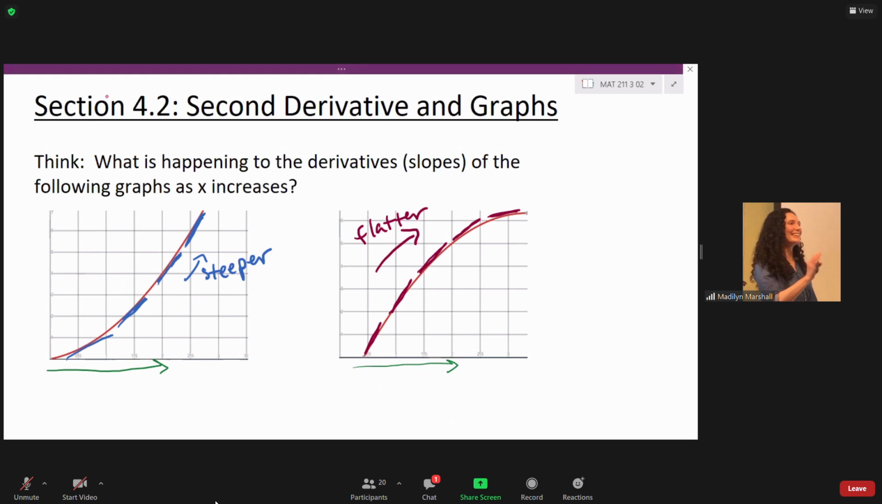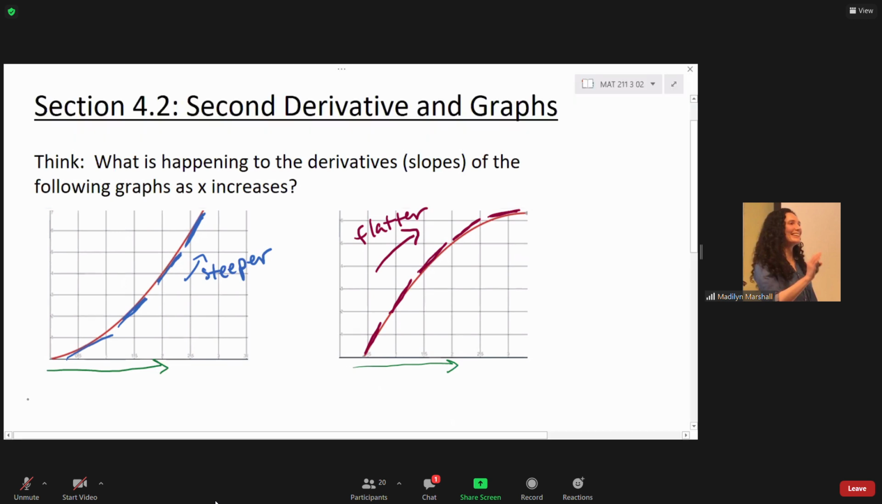So in this first case, f prime is increasing. The slope is actually increasing here. It's getting steeper and steeper, and it's already positive. In this other one, f prime is decreasing.